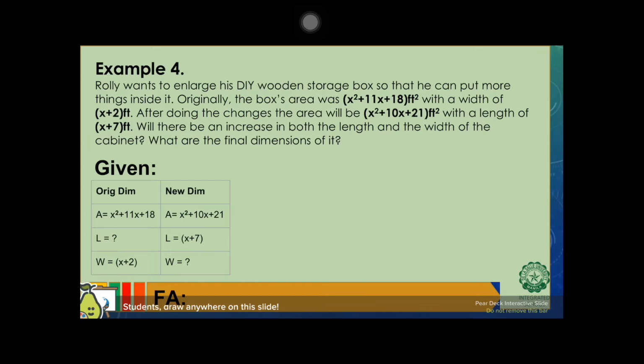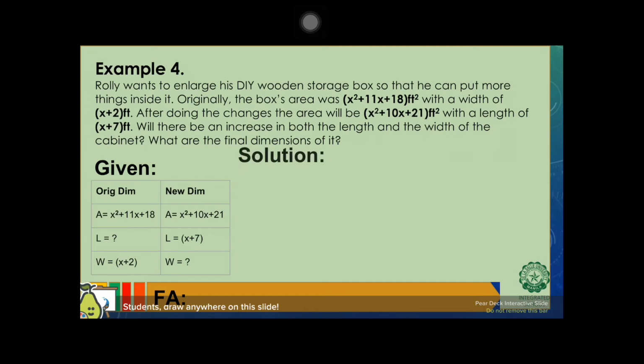For the new dimensions, we have the new area, which is x squared plus 10x plus 21. For the new length, we have x plus 7, and we are supposed to look for the new width of the box.